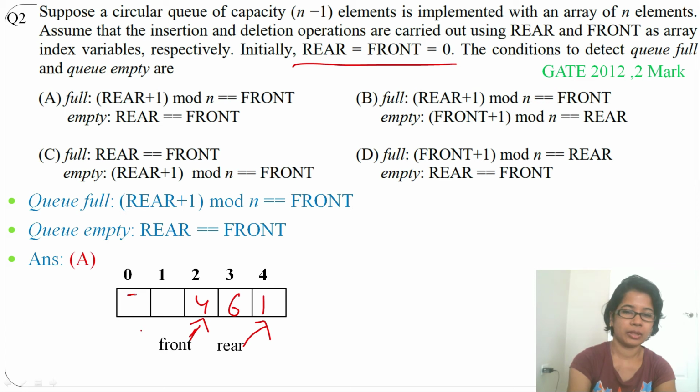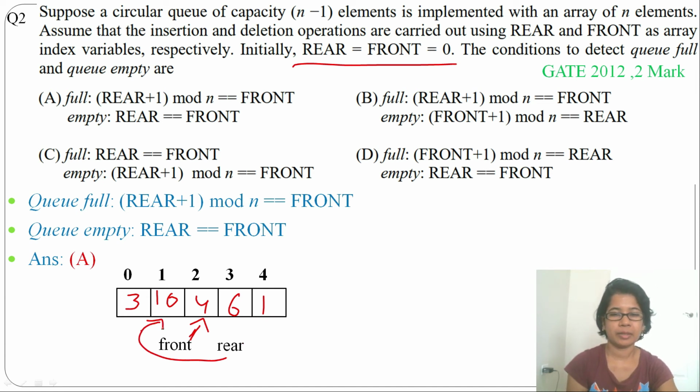Suppose you want to insert 3, then rear will point to here and the previous pointer will be deleted. Next, suppose you want to insert something else, like 10, then rear will point to here. Now just see, rear is pointing to location 1 and front is pointing to location 2, and this is the full condition, the overflow condition. You can find that rear is 1, so 1 plus 1 is 2, mod 5 is 2.